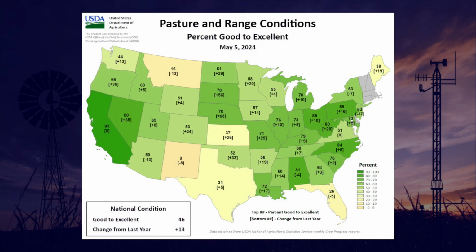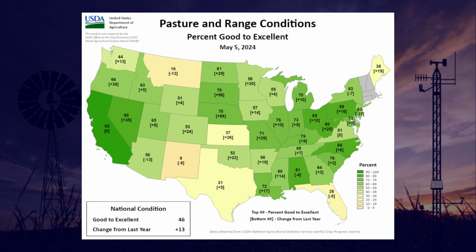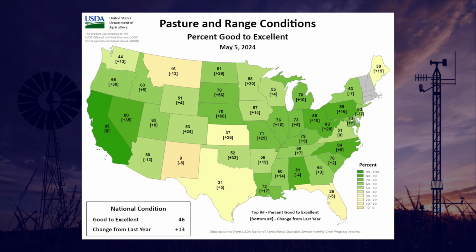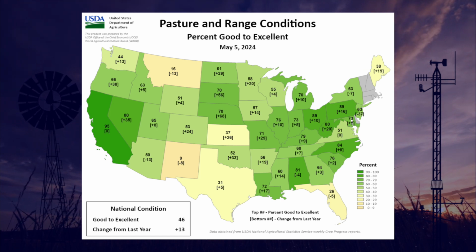Let's take a look at the pasture and range conditions from the USDA. This is for May 5th, 2024. This is the percent good to excellent. Oklahoma stands at 52%, which is 33% higher than last year at this time. So all that good precipitation and also warm weather has worked wonders for Oklahoma in the pasture and range conditions category.